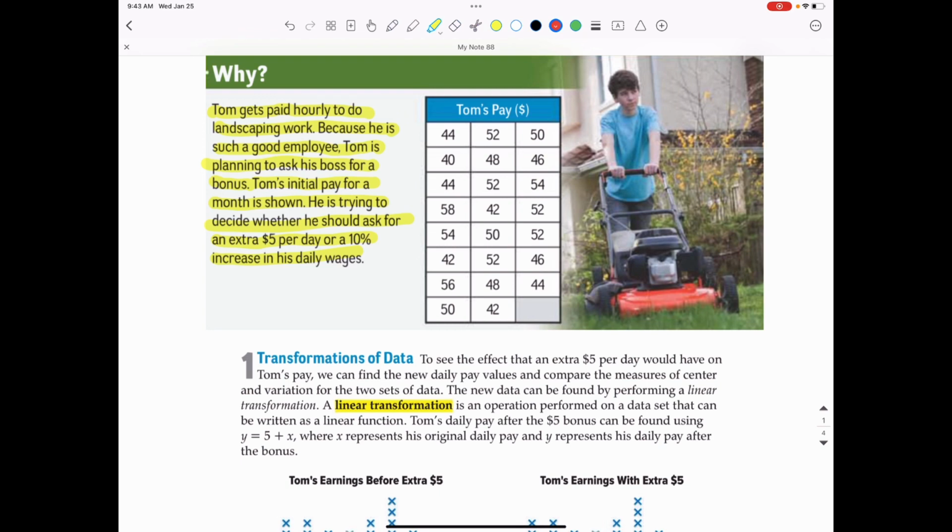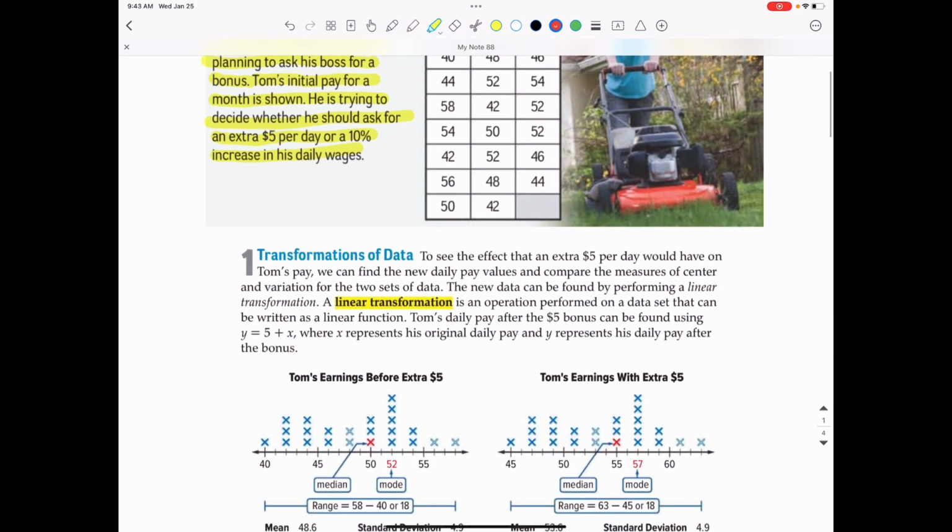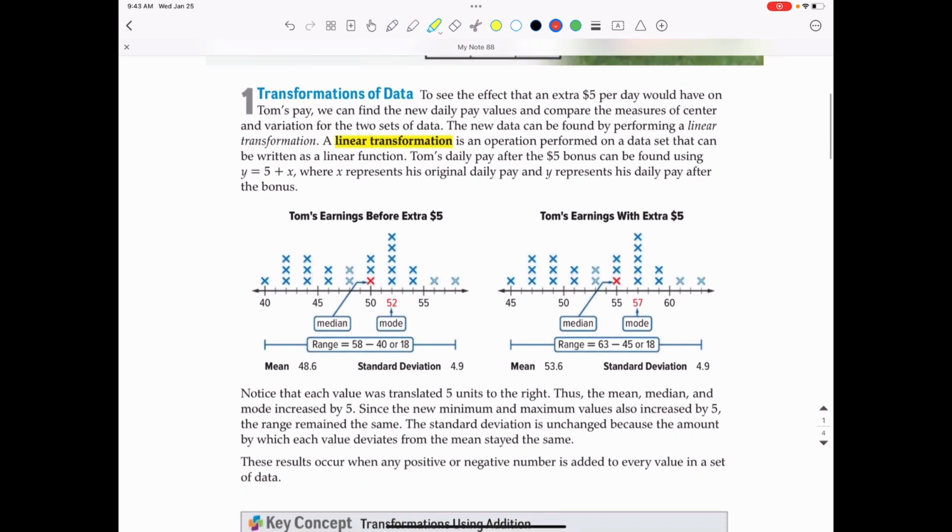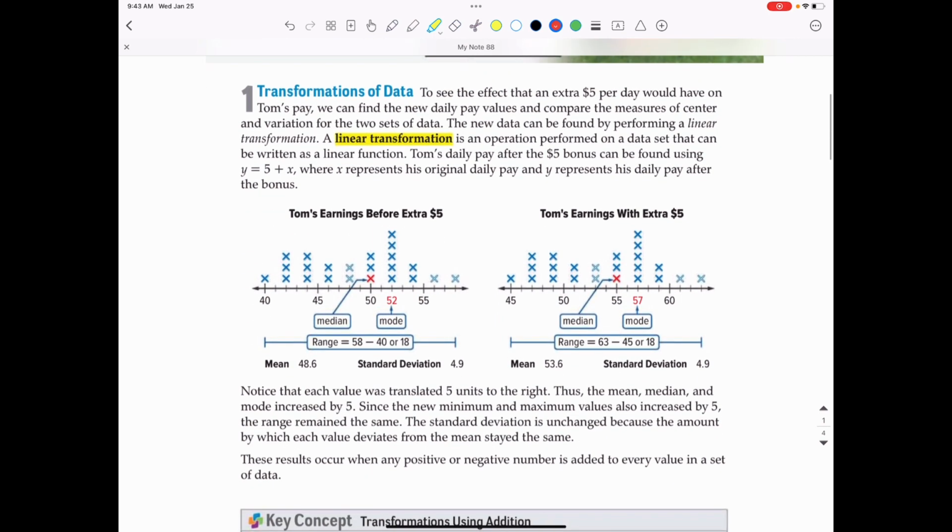So instead of going through and adding $5 to all his data or adding a 10% raise to all his wages, what we can do is a transformation of the data, looking at either the 5-number summary or the mean and the standard deviation. A $5 raise is considered to be a linear transformation. It's done when you are adding or subtracting, for that matter, $5 to all the data set.